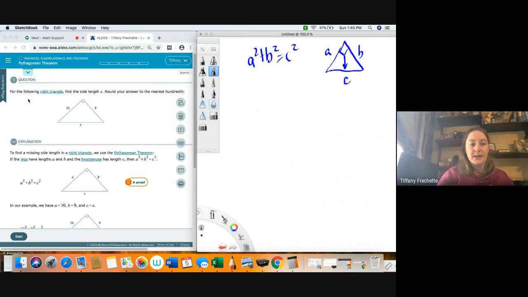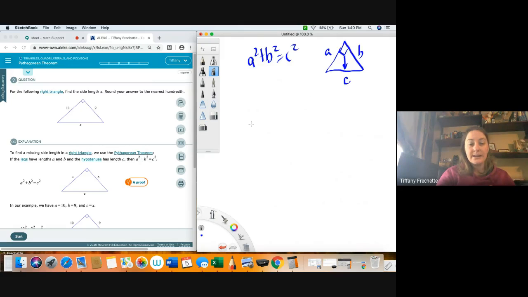So if we look at this example, for the following right triangle, find the side length x, round your answer to the nearest hundredth. It says we have 10, we have 9, we have x. If we look across from the right angle, that is x. That is our c.